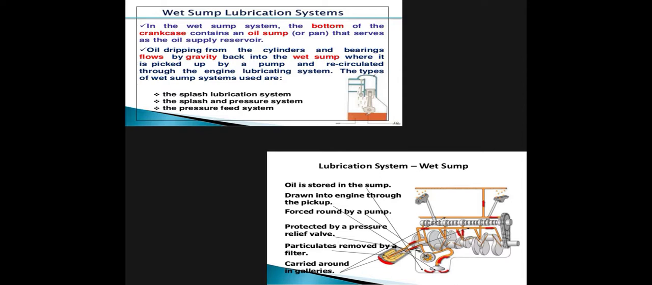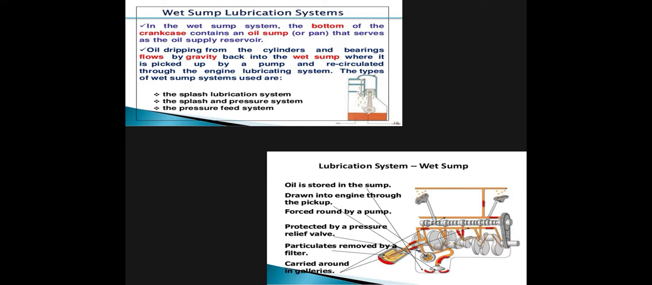Wet sump lubrication system. In a wet sump lubrication system, the bottom of the crankcase contains oil that serves as an oil supply reservoir. Oil dripping from the cylinders and bearings flows by gravity back into the wet sump, where it is picked up by the pump and recirculated through the engine lubricating system.